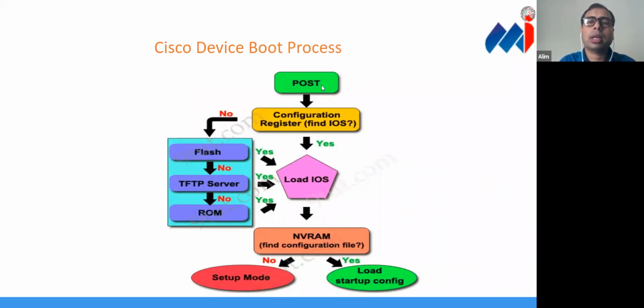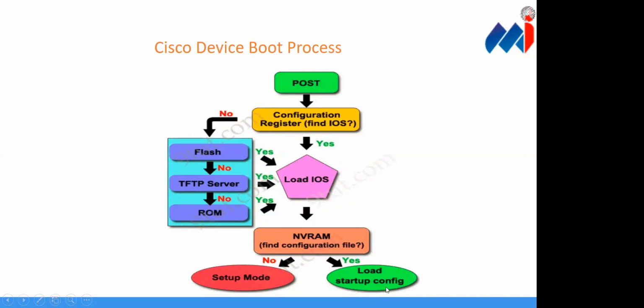Okay. And the boot process at a glance you may study here. But at first, when we switch on or power the device, the power-on self test will proceed to check if all the devices are functional. Then it will check the configuration register. If the configuration register is found, then iOS will be loaded, and from NVRAM the configuration file will be collected and the system will be operational. In loading the startup configuration, from the startup configuration, then it will be the running configuration and the system will be up.